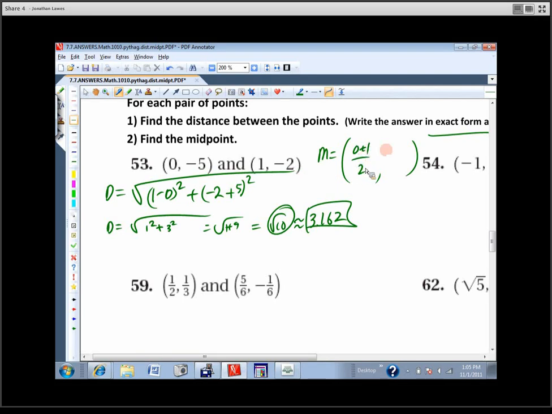Okay, the midpoint again is just the average, so we're going to take 0 plus 1 over 2. And we're going to take negative 5 minus 2 over 2. So that's going to be 1/2. And that's going to be negative 7/2.